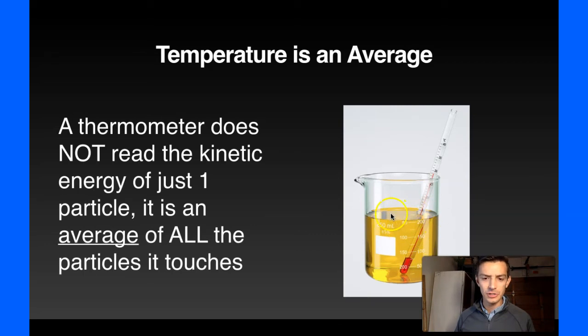Maybe a strange yellow liquid. But you've got all those particles moving about. Some are going real fast, knocking into that thermometer and heating it up a bit. And some are moving a little slower and actually taking energy away from the thermometer itself. And the thermometer then adjusts based on all those different motions to give you an average idea of how fast the average particle is moving.